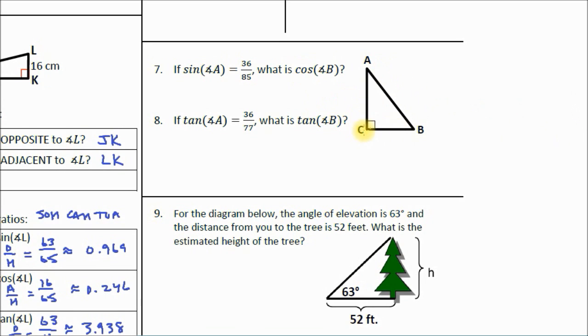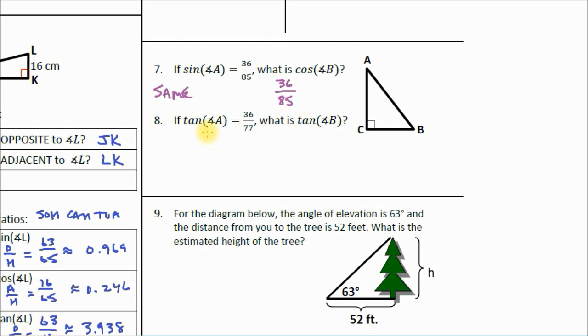Here's a triangle ABC. If sine of angle A equals 36 over 85, what is cosine of angle B? If you go back and look at question number 4 and number 2, you will see that we learned this important property. When you know the sine of one angle, then that's going to be equal to the cosine of the other acute angle. So that means these two ratios are the same. And so cosine of angle B is just 36 over 85. Now you can change it to a decimal if you want to, but I can just leave it as a fraction to show that I understand they are the same.